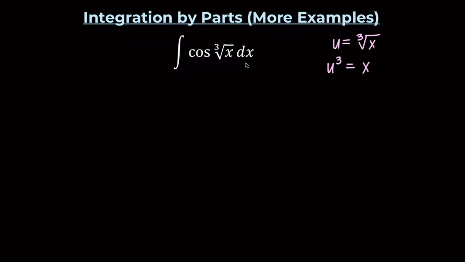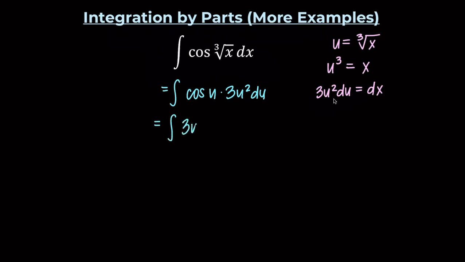And now I'm going to differentiate both sides and end up with 3u squared du is equal to just 1 dx, or dx. Now let's make our substitution. We're going to have the integral of cosine of u, and then I'm going to replace dx with 3u squared du. So we've done our change of variables. Hopefully you can start to see how integration by parts is now needed. I'm going to rewrite it as 3u squared cosine u du.